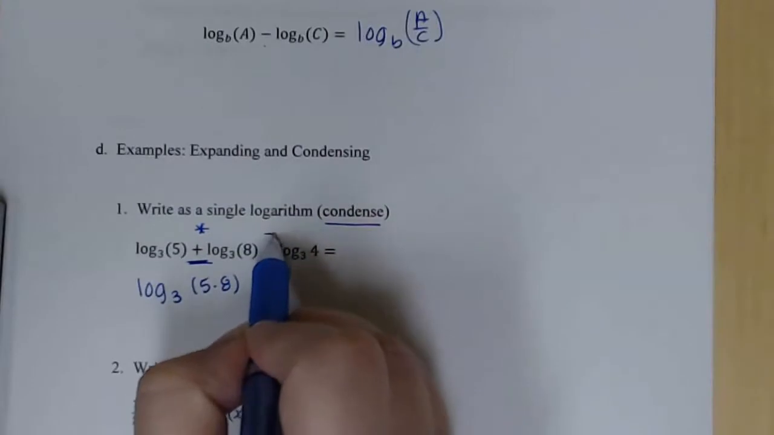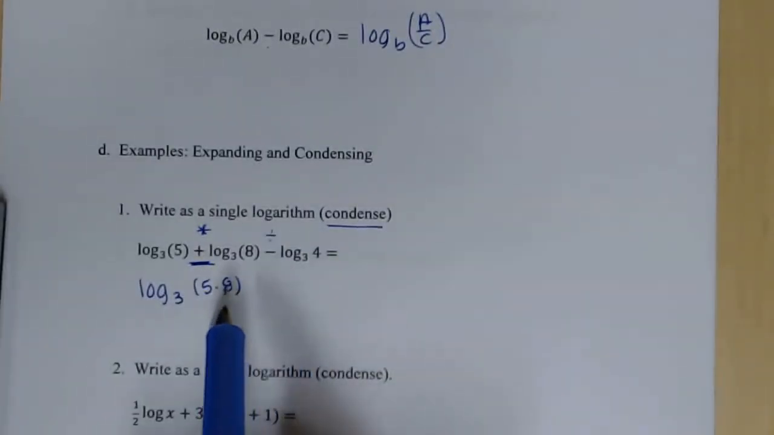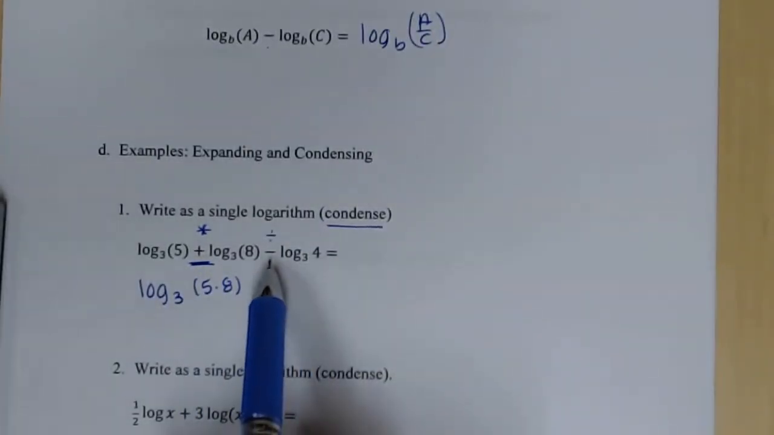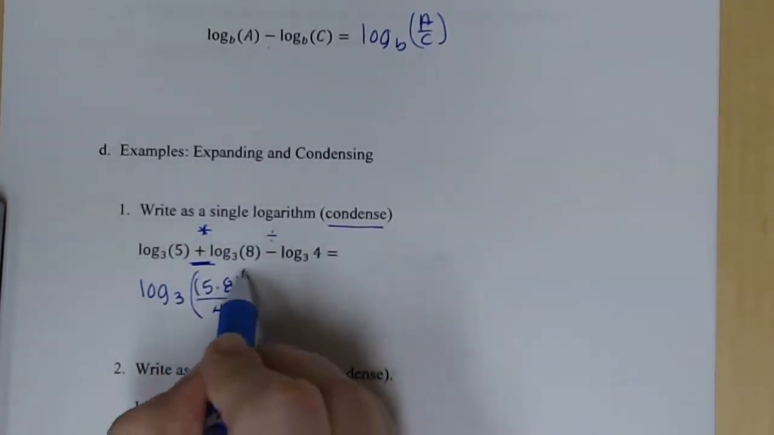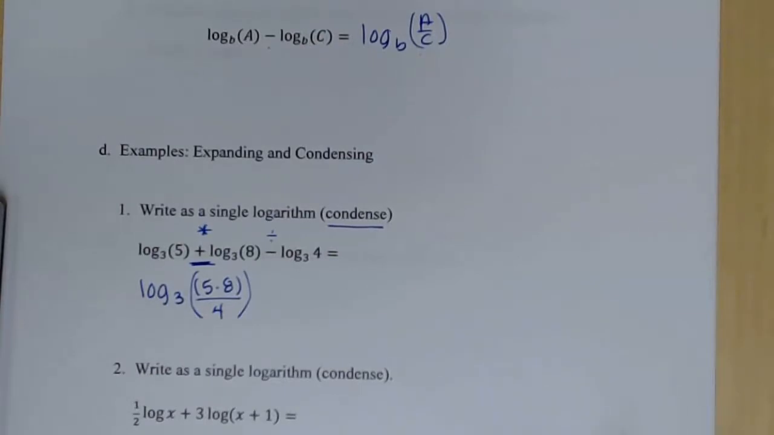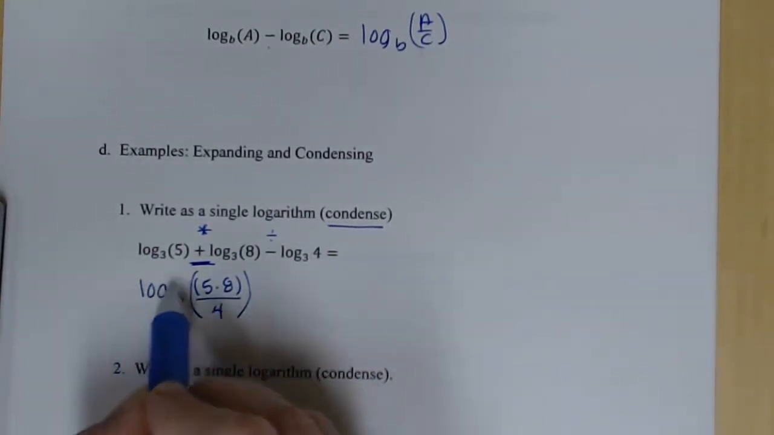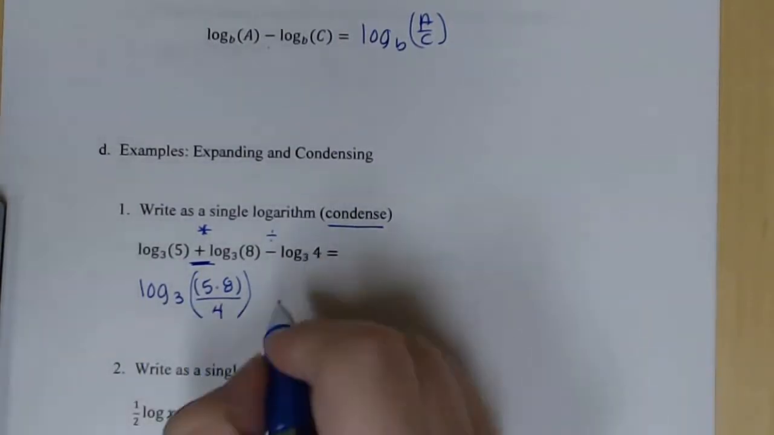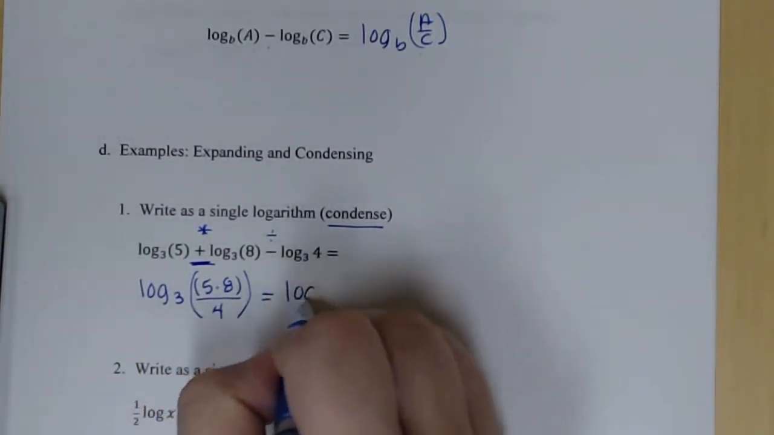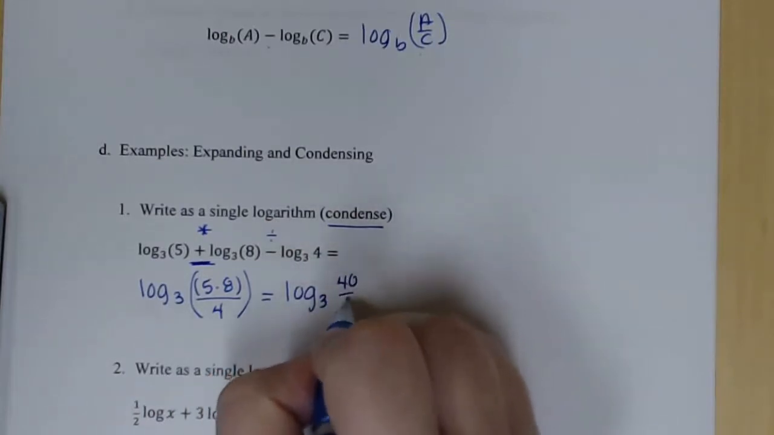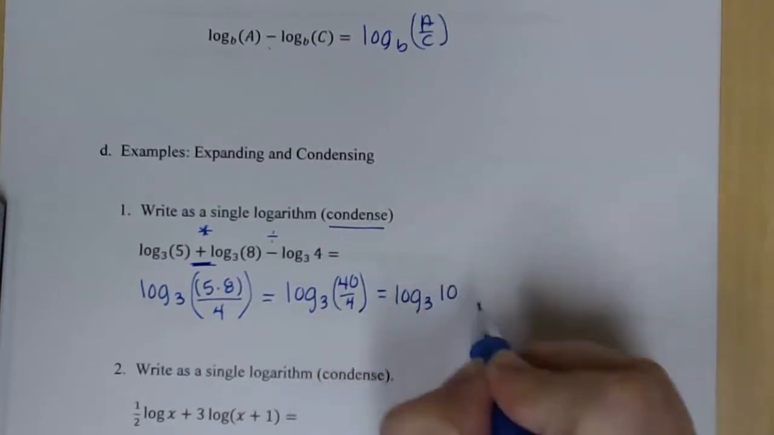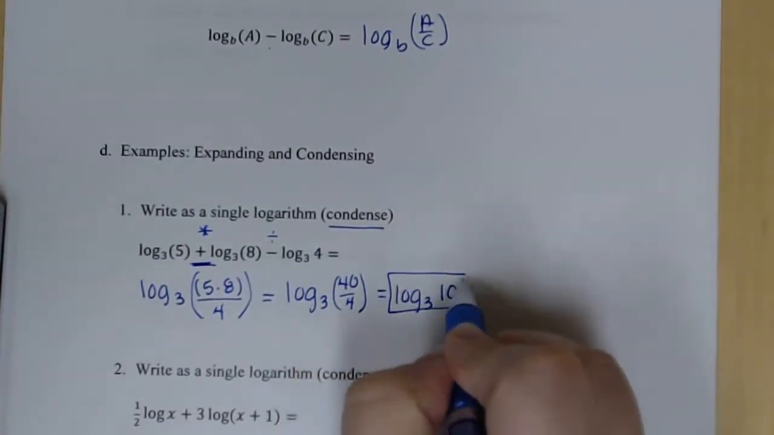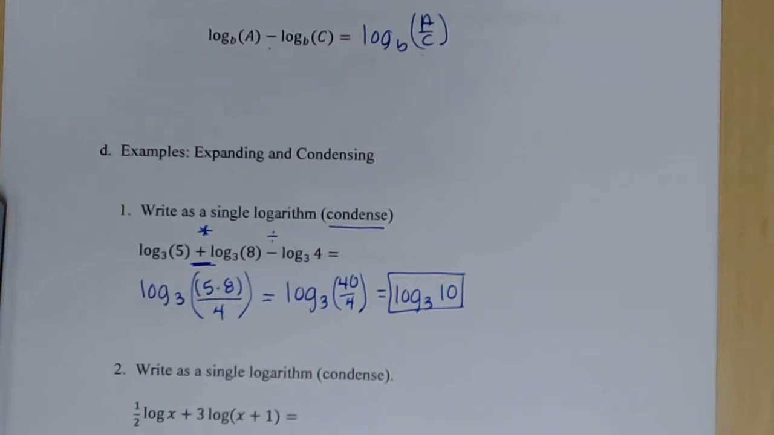Then subtraction becomes division, and so I want to say, okay, well, now I'm going to divide by 4. So you can see now I have a singular log for that whole problem. I'm not going to write log over log. I'm not going to have logs all throughout here. I'm just going to have it once. Now these are numbers we can actually do our arithmetic with. So this gives me log base 3 of 40 over 4, which is equal to log base 3 of 10, and that would be my final answer.